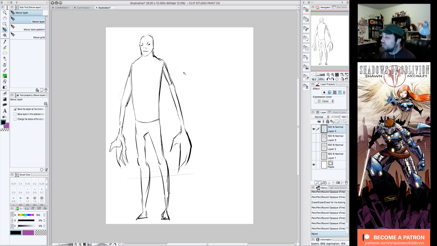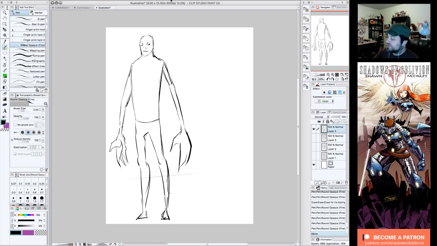If you do not want an unsettling looking creature, you want to make sure, and I know I'm repeating myself a lot, but it's really worth repeating, the distance from the shoulder to the elbow needs to be equal to the elbow to the wrist.